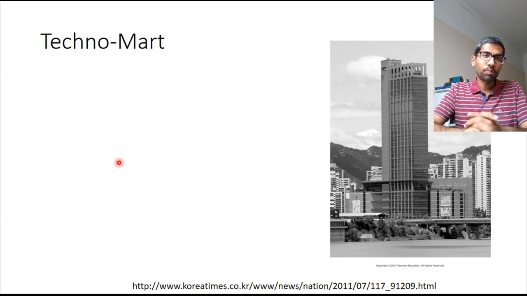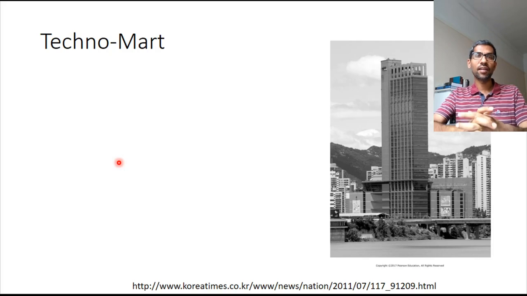So I thought in the last two slides, I'll just talk about two practical examples. They're kind of interesting, kind of gruesome examples of when stability goes haywire. So here's a system, here's a building. This is the Techno Mart. I think it is in Seoul in Korea.